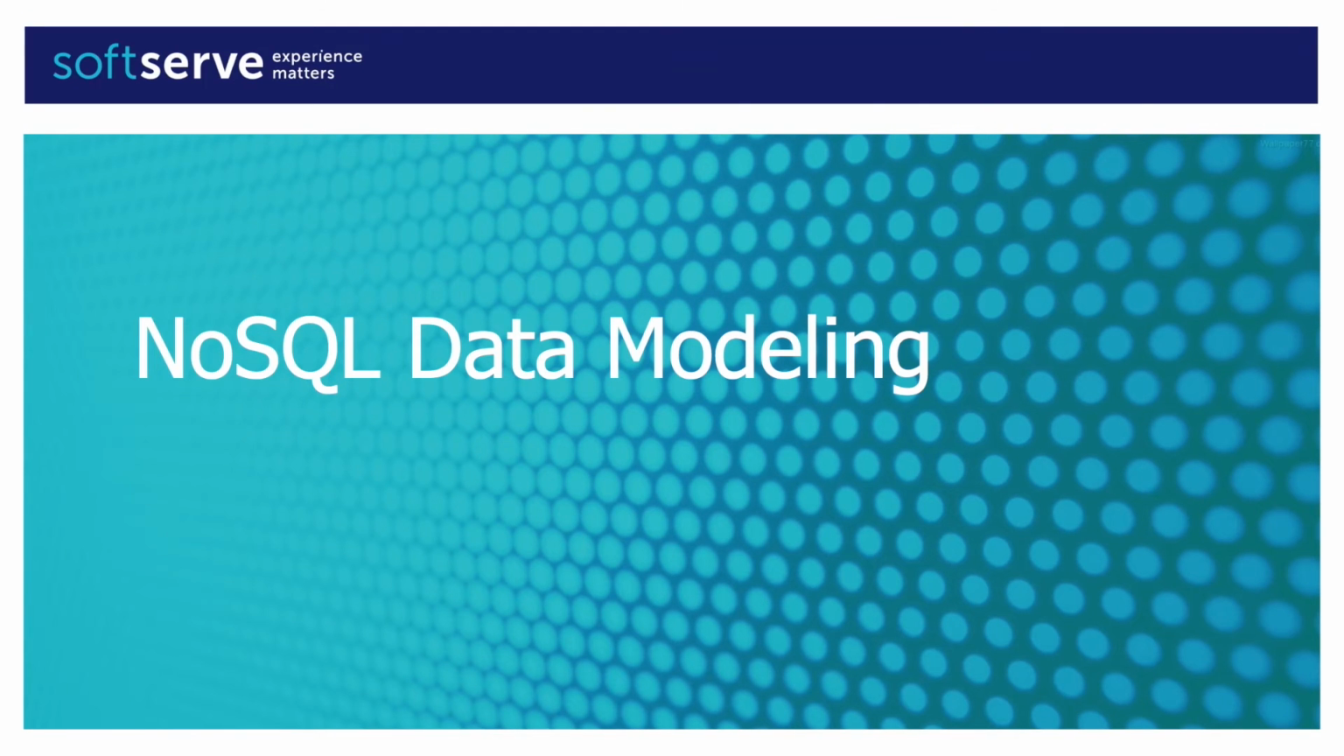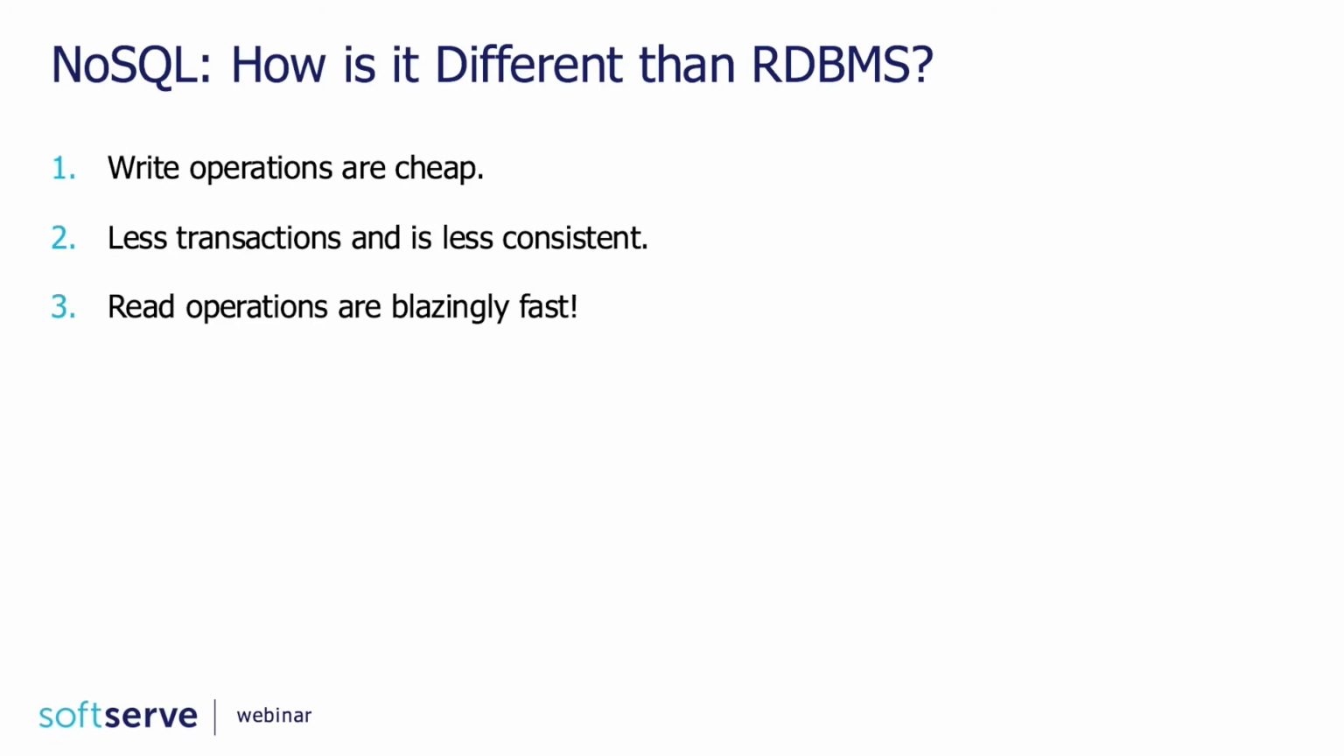And if we take a look at NoSQL data modeling, which is probably the biggest challenge in the big data world, the challenge comes from the problem that people try to apply the same principles they used to apply in RDBMS to NoSQL, and of course they fail because there is a huge difference in approach. So what's the difference between RDBMS and NoSQL? In NoSQL there are three major differences. The first one is that write operations are very cheap, and there are fewer transactions and they are less consistent, and that allows you to achieve great read operation speed.